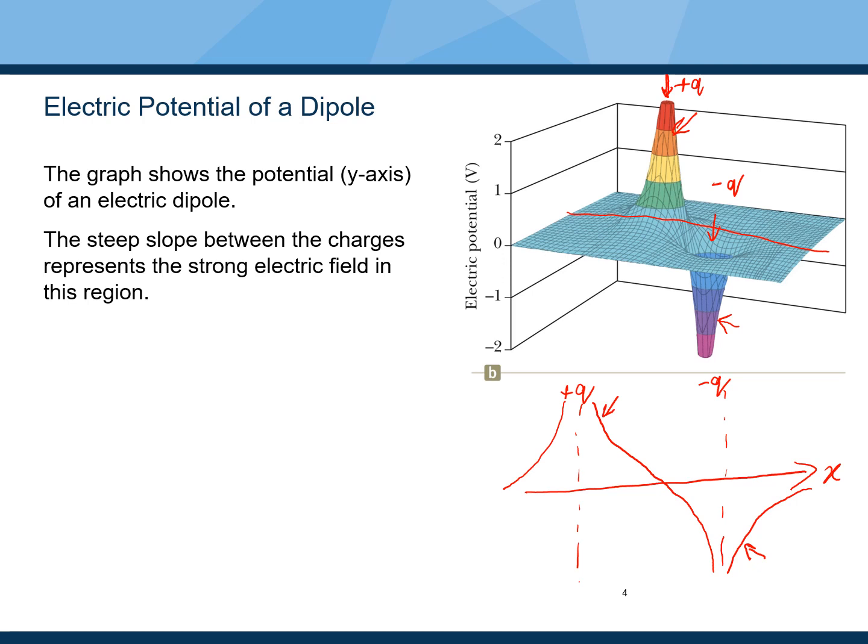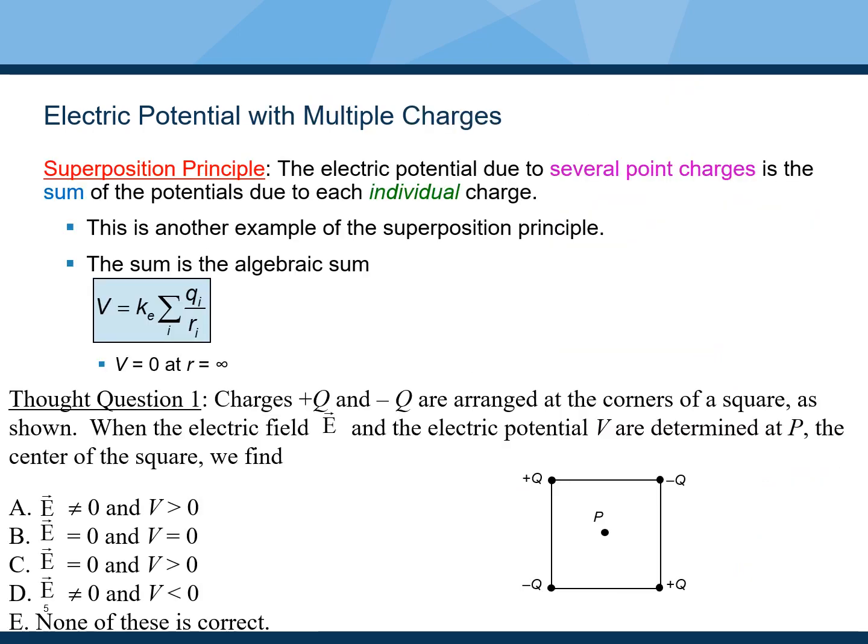And that's not unusual because the function goes as kq over r, which means that close to the negative charge, it's the potential from the negative charge that dominates. Close to the positive charge, it's the potential from the positive charge that dominates. With this understanding, we can move on and assert our superposition principle.